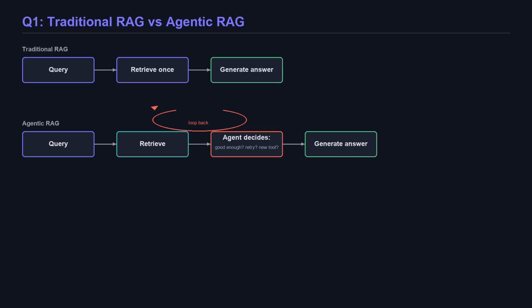Question 1. What's the difference between traditional RAG and Agentic RAG? Traditional RAG retrieves documents once, then generates an answer. Agentic RAG adds a decision-making loop. The agent can decide whether to retrieve again, use a different tool, or refine its search based on the quality of what it got back. Interview tip: mention that Agentic RAG handles multi-hop questions traditional RAG struggles with.